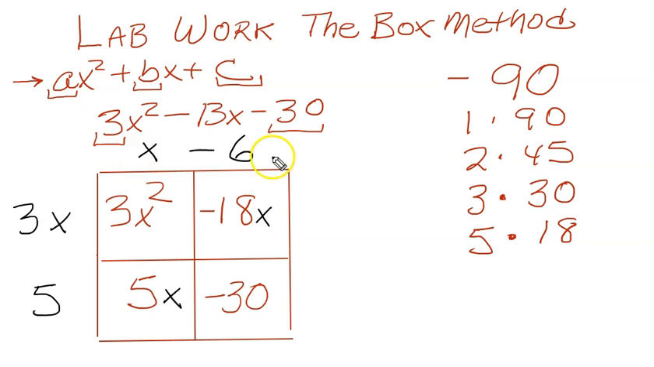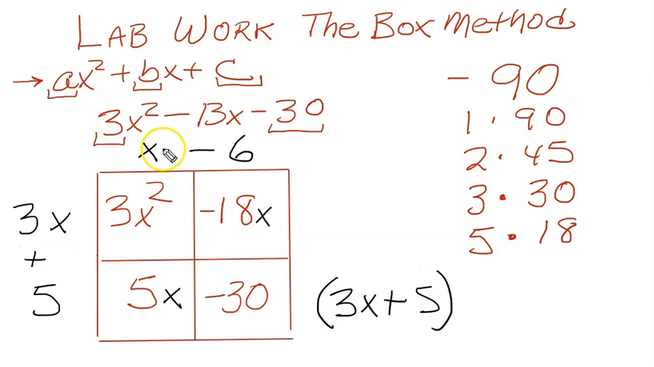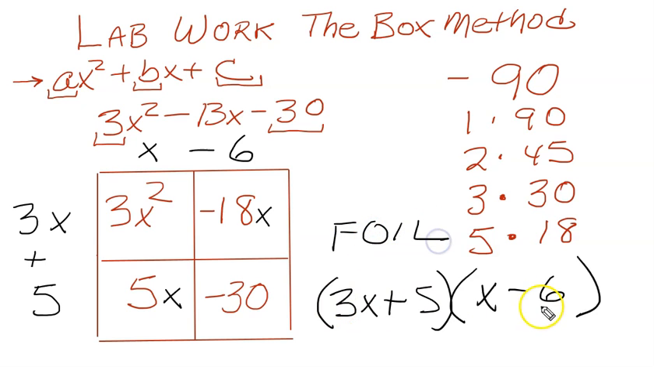All right, now that you've done that, again, keeping in mind this would be positive, you have your factors. This would be 3x plus 5 along this side. And here we have x minus 6. And if you FOIL this, you get your trinomial. So this is just another way adding to your toolkit of how to factor using the box method. We'll wrap it up.